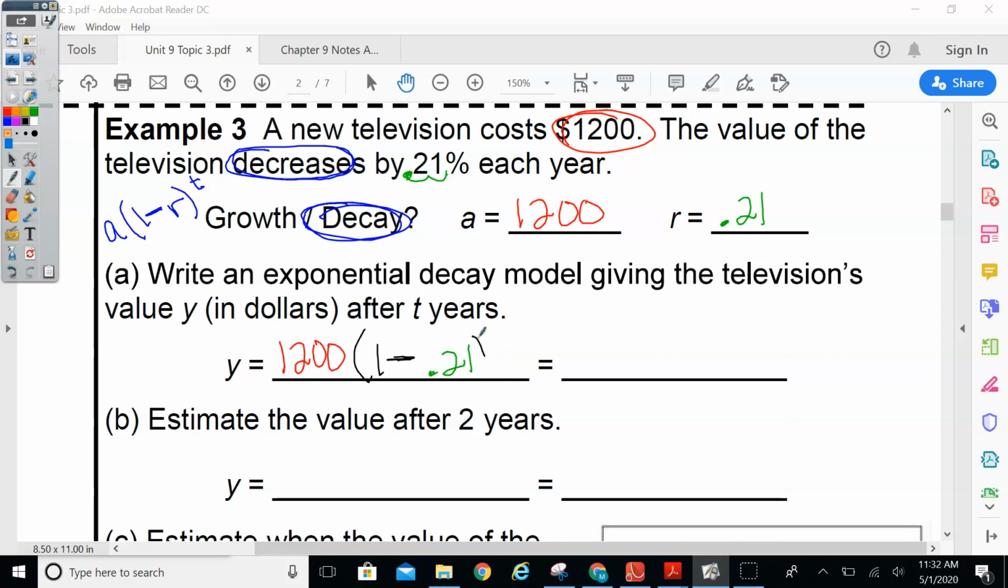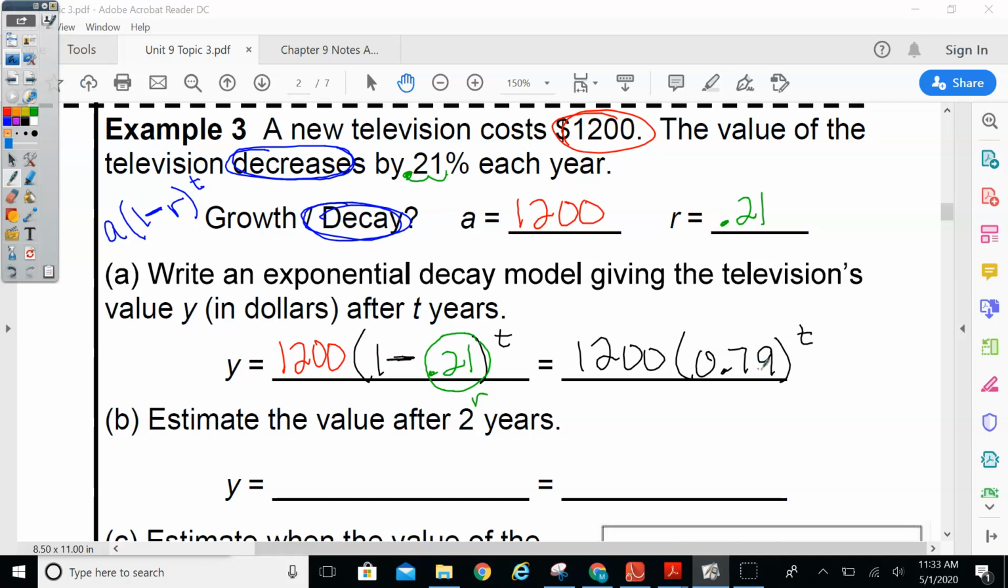And since it's a model, we're just going to leave it with t. We'll plug in t for part B, but for this one, we'll just leave it as t. Okay, so if I actually subtract this, we get 1,200 times 1 minus 0.21, which is 0.79 to the t. If I ask you what the rate is, this is the rate right here, this is r. If I ask you what the base is, or what the decay factor is, that's this part right here.